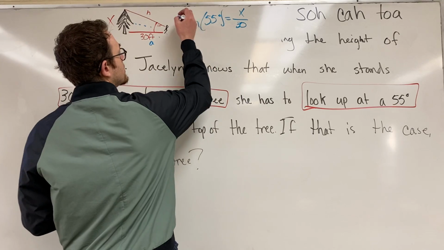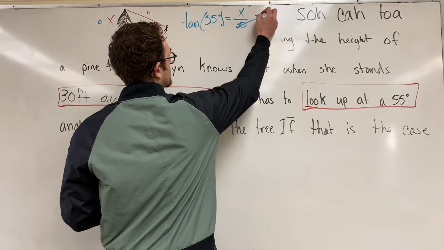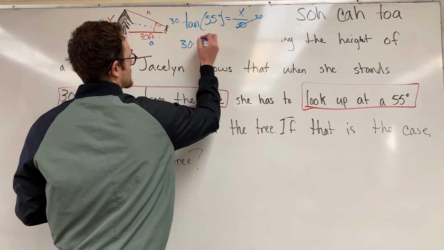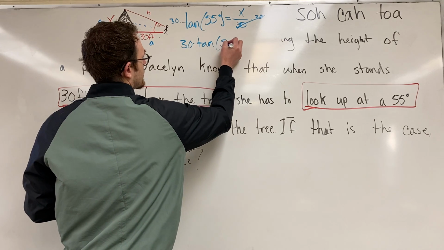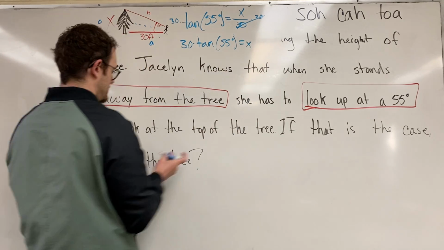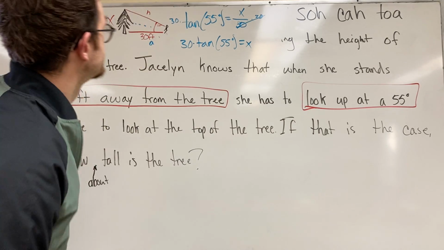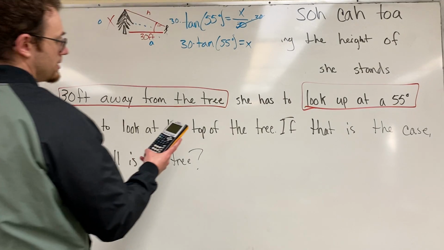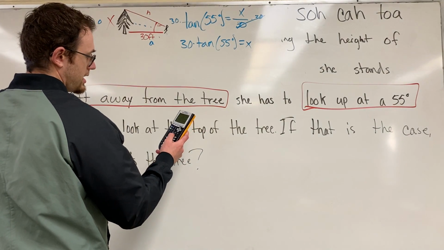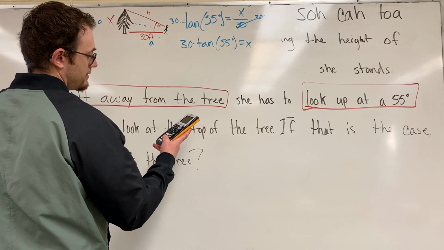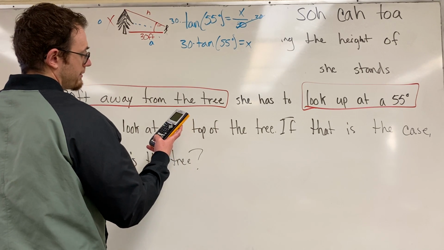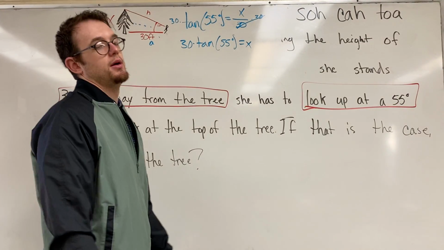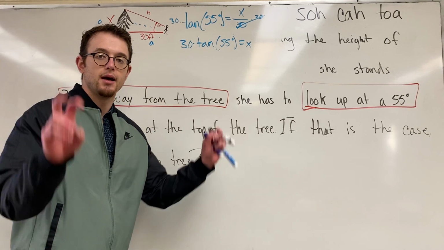All right, need to get rid of division, so we multiply by 30, cancels out, so we get 30 times the tangent of 55 degrees equals X. Create a little bit more room to answer my problem. So we're gonna do 30 tangent 55, and we get 42.84. And really, I'd actually probably let my students round to the whole number, because this is about, right?